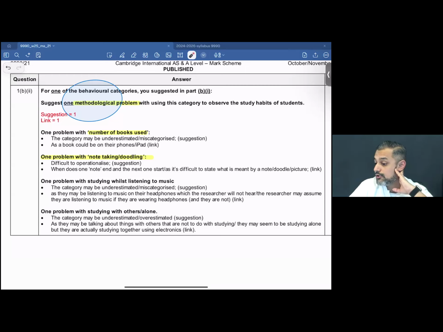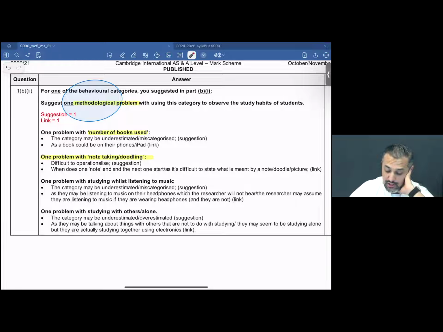If you talk about taking notes, notes could be taken by students on a sticky note as well, or notes could be taken on a proper register. What way would you use to be able to operationalize this? So when does one note end and the next one start? This is difficult, and it's difficult to state what is meant by a note or a doodle or a picture. How do you differentiate that?